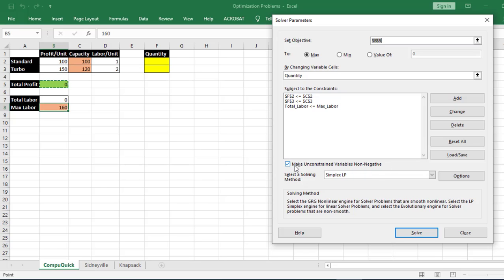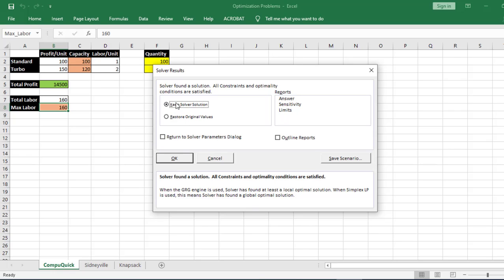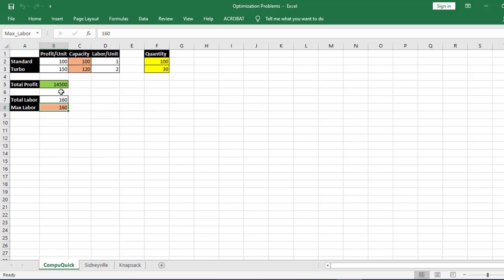So I'm gonna click on this to make unconstrained variables non-negative, because I cannot say that I'm gonna do minus 150 standard computers. It doesn't make sense. So I should have positive variables. I'm gonna keep this method. It is called Simplex LP, and then I'm gonna say Solve. You have, guys, to say that yes, I'm gonna keep the Solver solution on the same sheet, all right? And then I'm gonna say OK. Then you can see, guys, that your total profit is 14,500. This is the maximum profit with a quantity of 100 standard and 30 turbo.